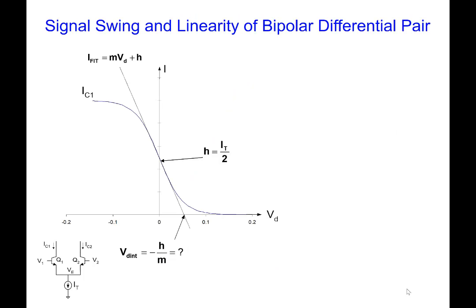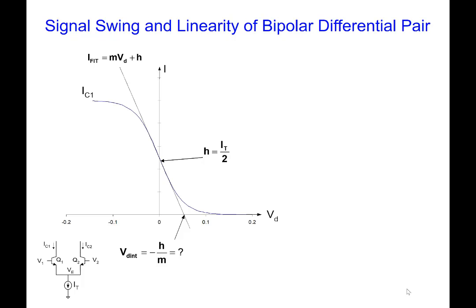So we'll do the same thing we did before. We'll put a straight line in and see where this line intercepts the VD axis, and that will give us some indication of the linear range of the device. It's pretty linear up to maybe half of that. So this intercept point here is at IT over 2.